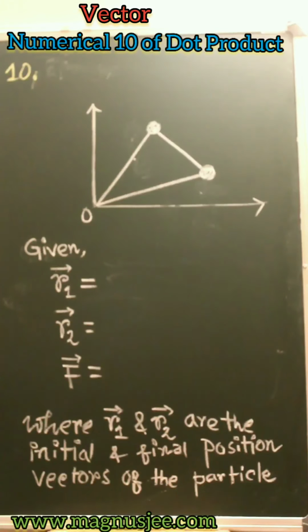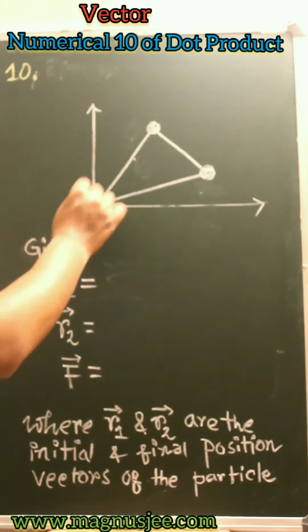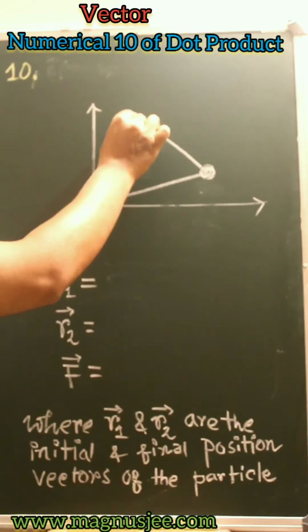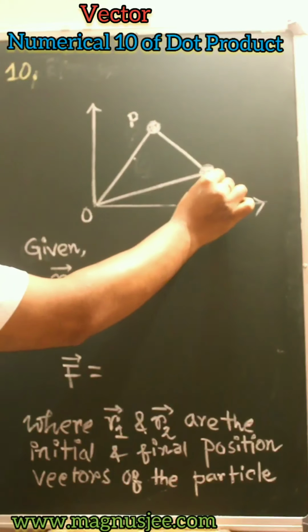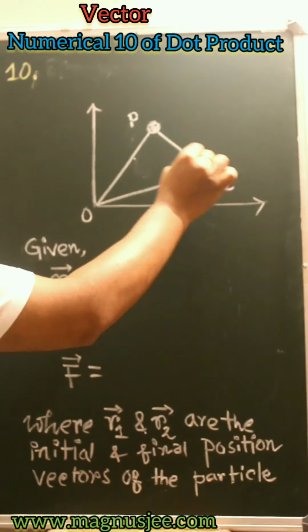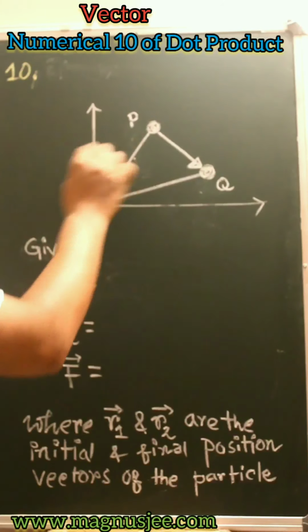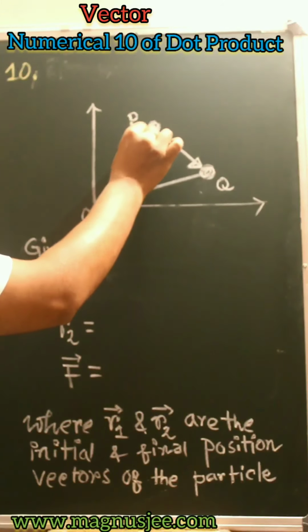Numerical number 10 of the chapter, dot product of two vectors. In the diagram, a particle is at the point P and it will be displaced up to the point Q. And the displacement occurs along PQ.